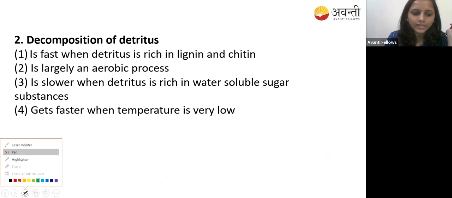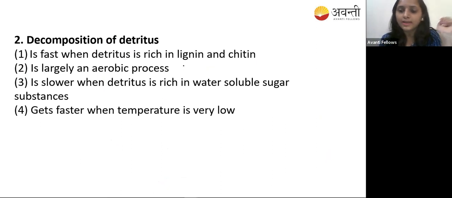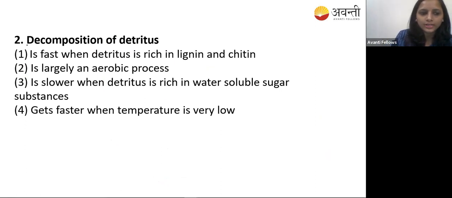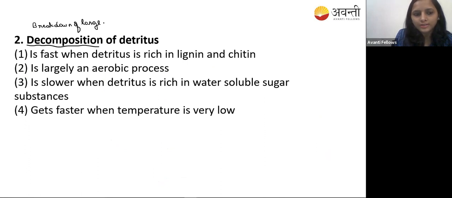This question is from the chapter population and interaction. The question is on decomposition of detritus. All of you know what decomposition is: the breakdown of large molecules into smaller molecules. Here they are asking about detritus.